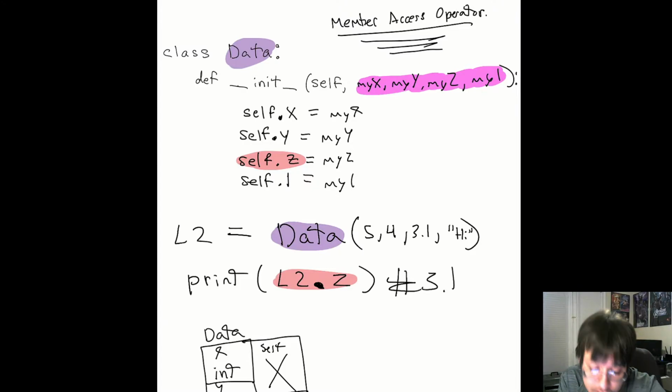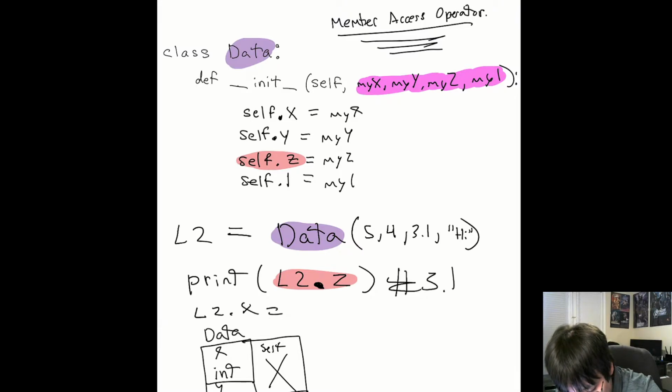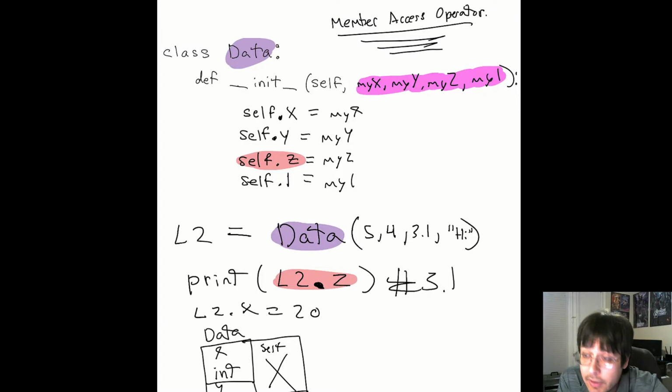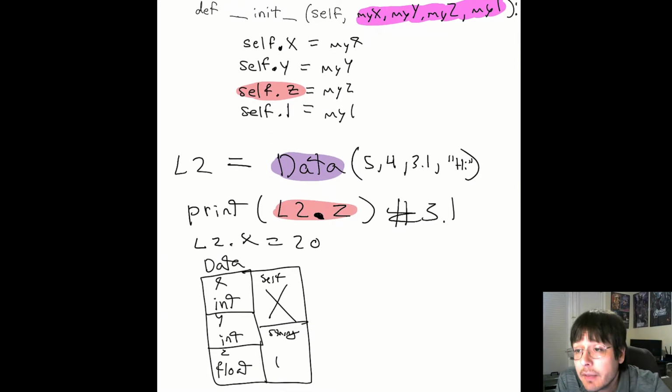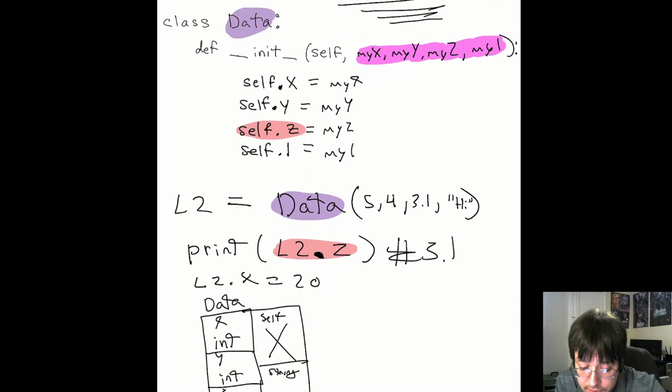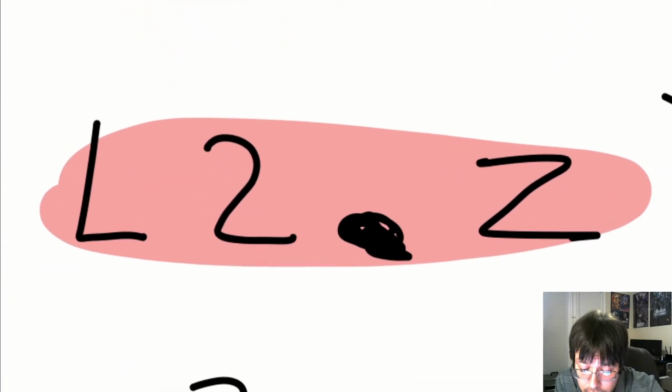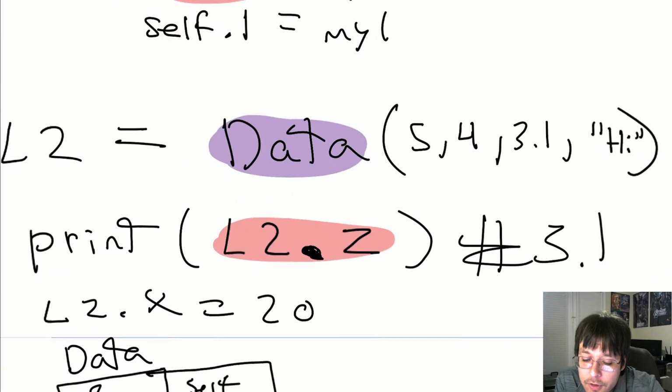I can also change values the same way. So I can say L2.x gets 20. And that's going to update that value here to 20. So if I go ahead and print it afterwards, then it's going to print out 20. The big advantage here is readability. As you can see, this is much more readable. Of course we called it Z, but I can call it whatever I want, and that's much more readable.